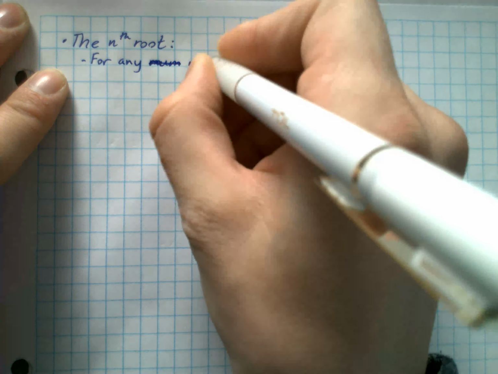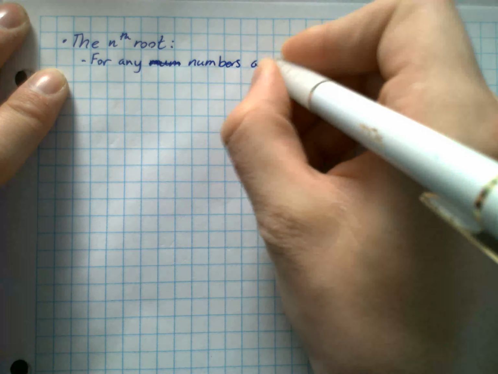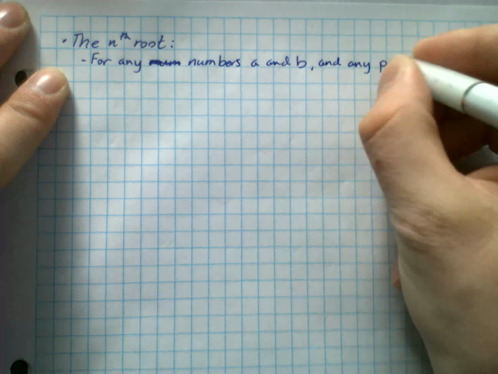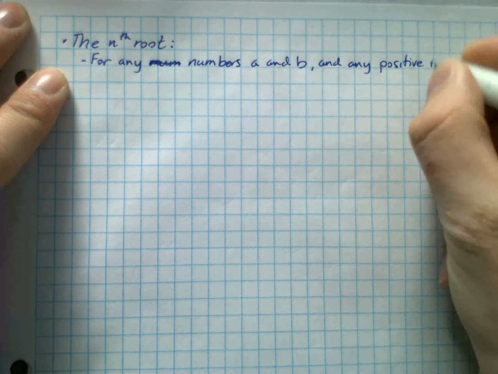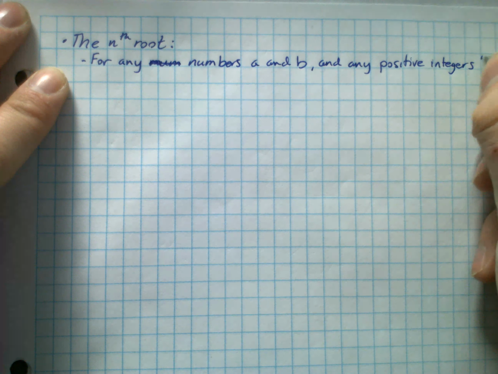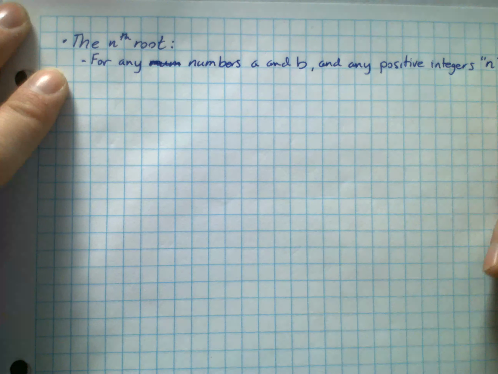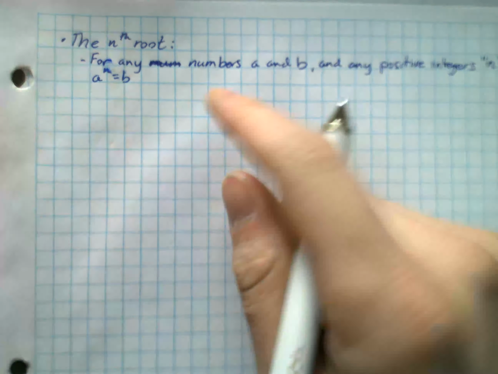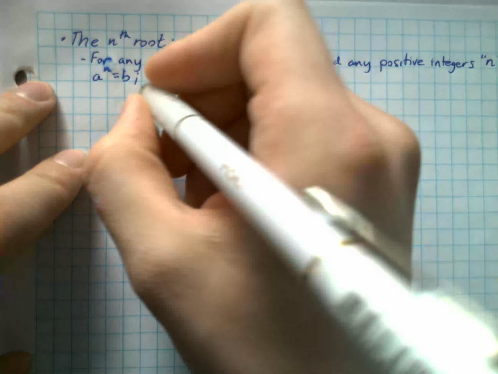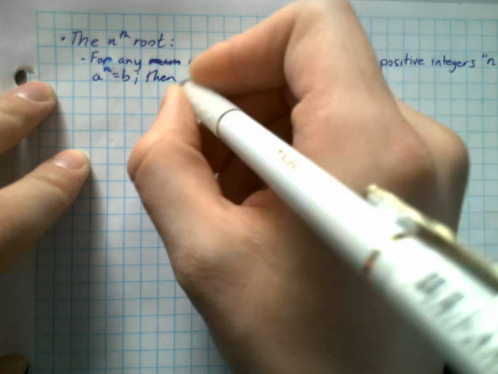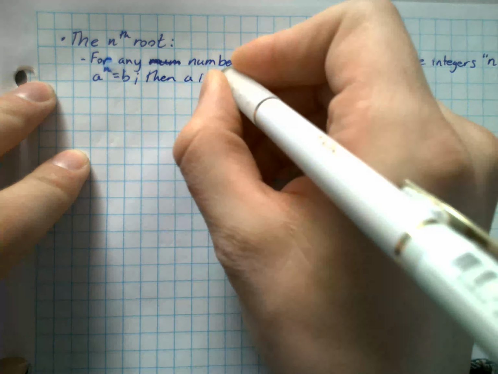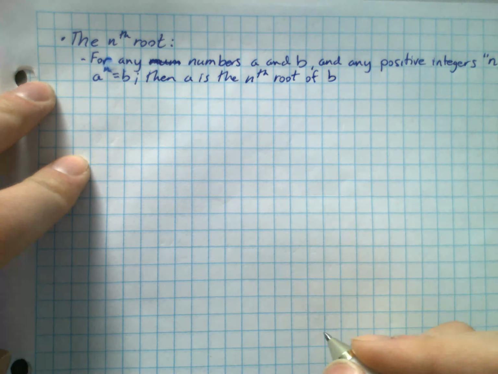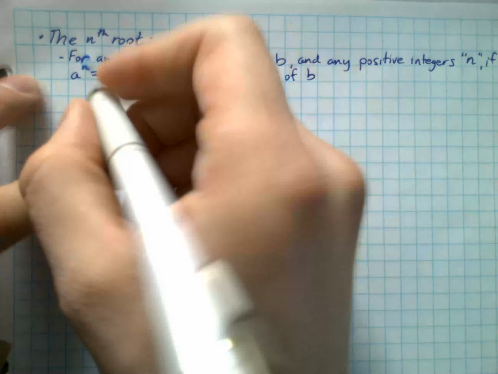let me write that. Numbers A and B and any positive integers, sorry, n, if A is to the nth power, n being an exponent here, okay, then A is the nth root of B. What in the heck is that trying to say? What it's trying to say is this.